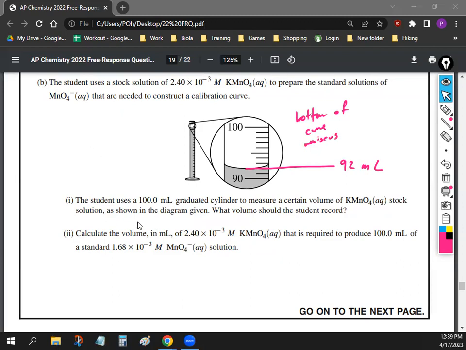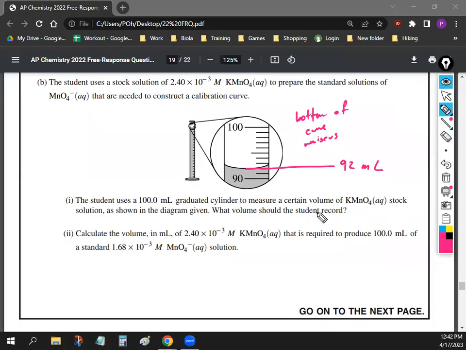So I'm going to give you guys about 2 minutes to try out part 2 of B2. You're basically going to be calculating the volume of this solution that's required, or the amount you need, to produce the second solution right there. So it's a dilution problem. I'll give you guys about 2 minutes to do that, and then we'll go over it together.